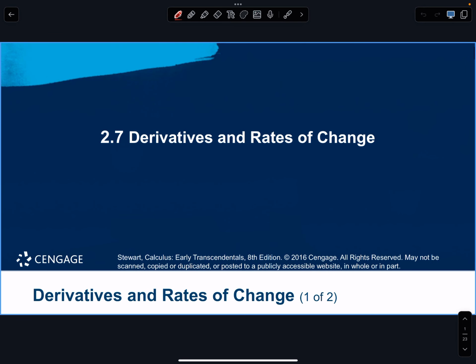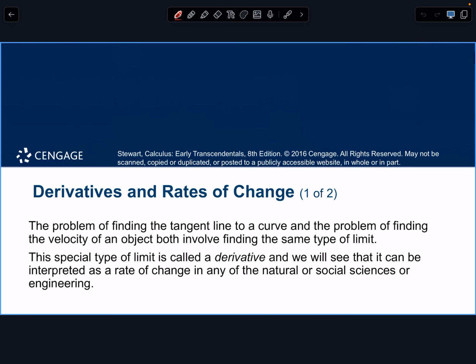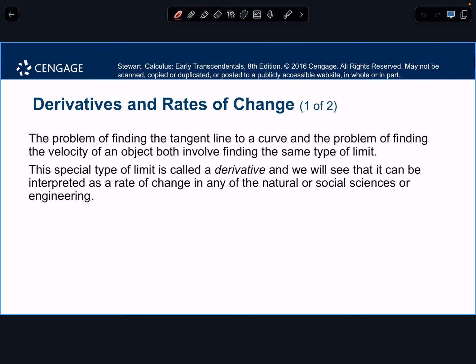So here we have 2.7, derivatives and rates of change. This is the first time we see the word derivative. Basically, it has to do with, you could say, relating it to the tangent line of a curve and finding the velocity of an object. Those are two situations where we first encounter the derivative.